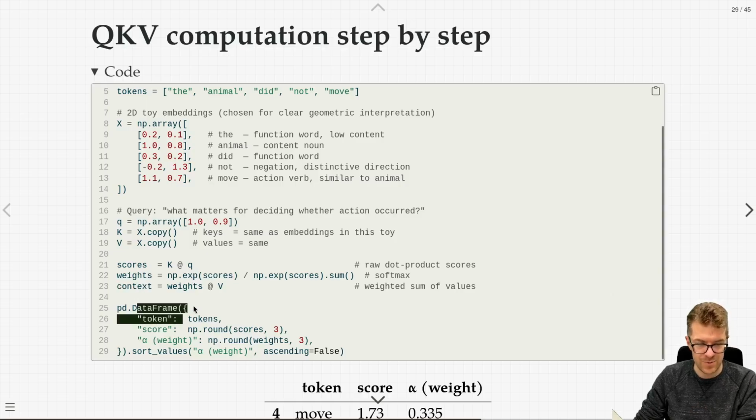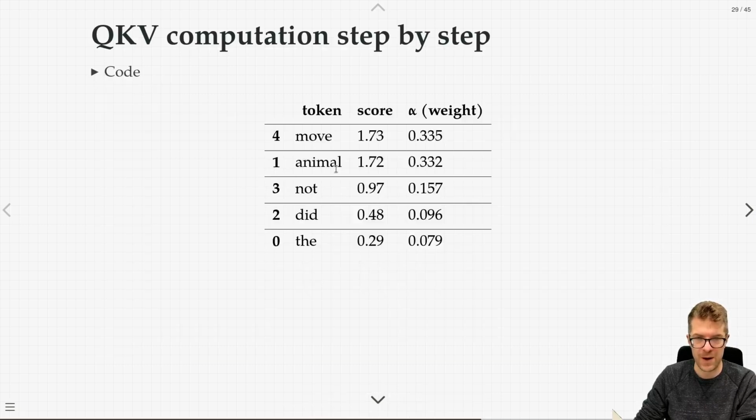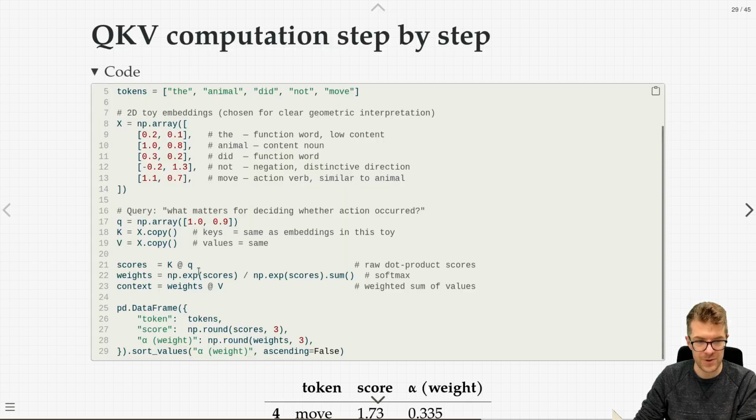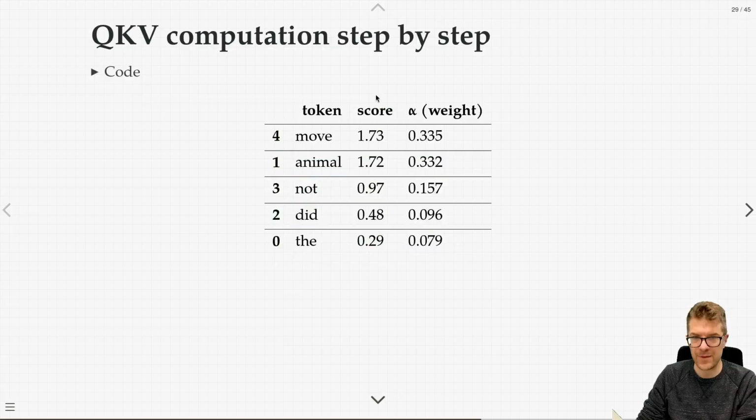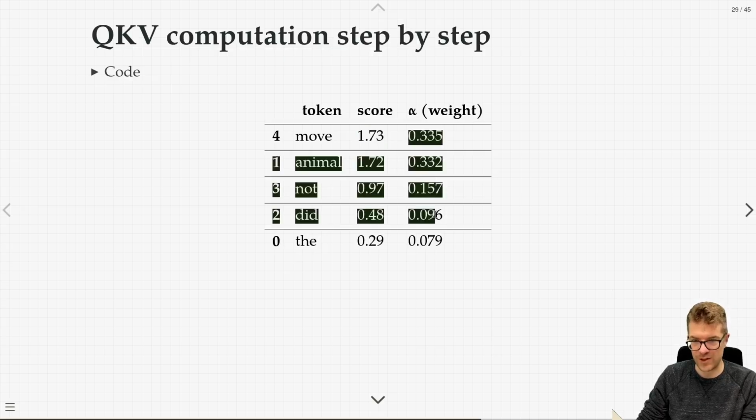We're just going to show everything in our pandas framework. We have our tokens: move, animal, not, did, the. We have our scores. Here we've sorted by the weights, in descending order. Move is the most important token to tell us whether or not an action occurred. Animal is the second most important, and so on. And here are the normalized weights in the last column.